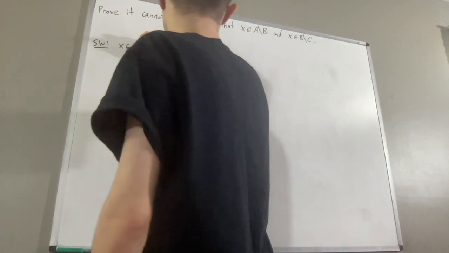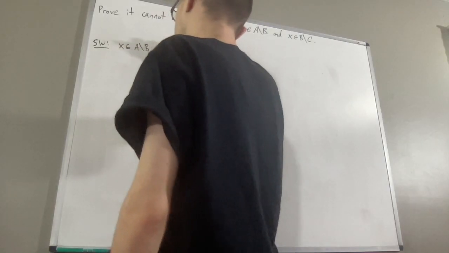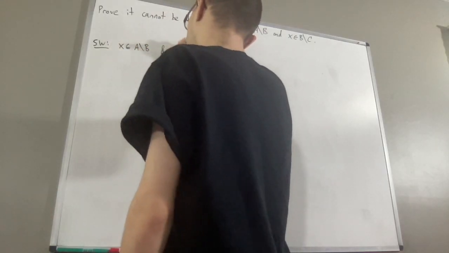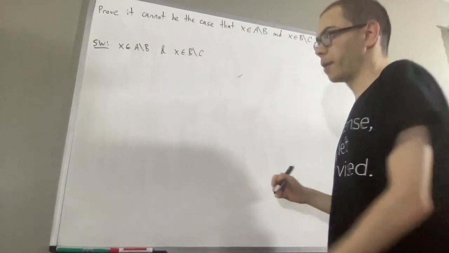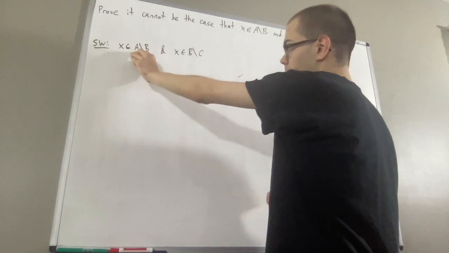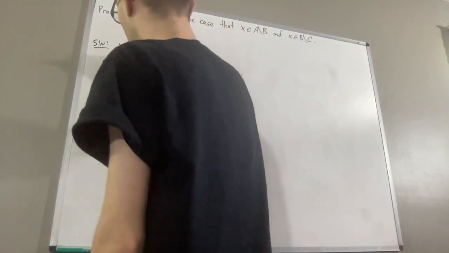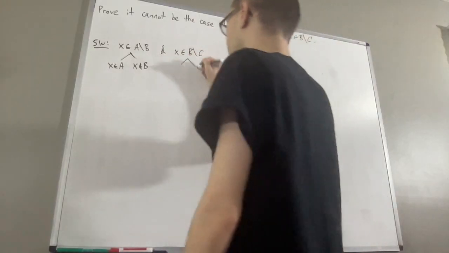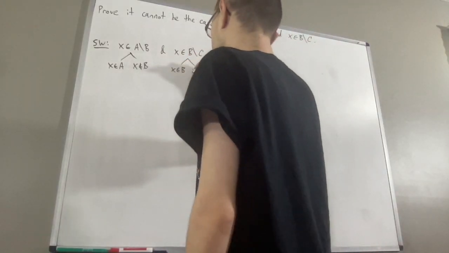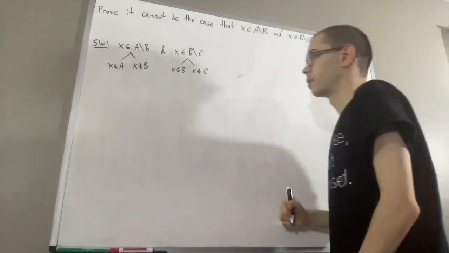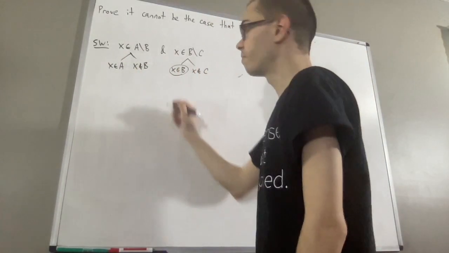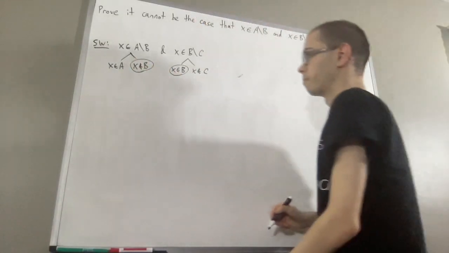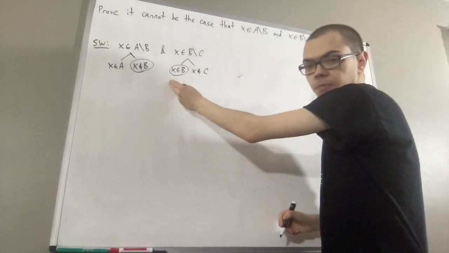So for scratch work, let's see, what if we make the assumption that it is the case x is an element of a set minus b and x is an element of b set minus c? Well then, by definition, this means x is an element of a and x is not an element of b. By definition, this means that x is an element of b and x is not an element of c. So now looking at what we have here, we have deduced x is an element of b and x is not an element of b. So we have a contradiction.